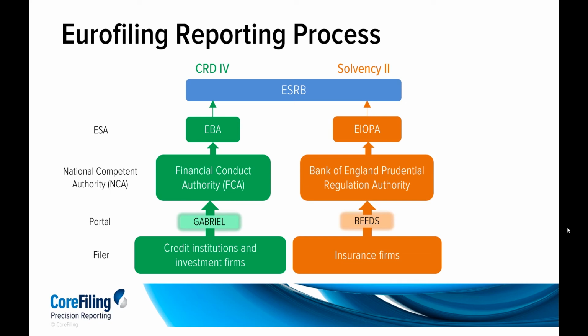In other countries, the NCA for CRD4 and Solvency 2 may be the same body. For instance, in Italy, it's the Banca d'Italia, but there's a list of all the NCAs by country on the EBA website. As a historical point, the NCAs were originally referred to as National Supervisory Authorities, or NSAs, and some sources may actually still use this name for these bodies.